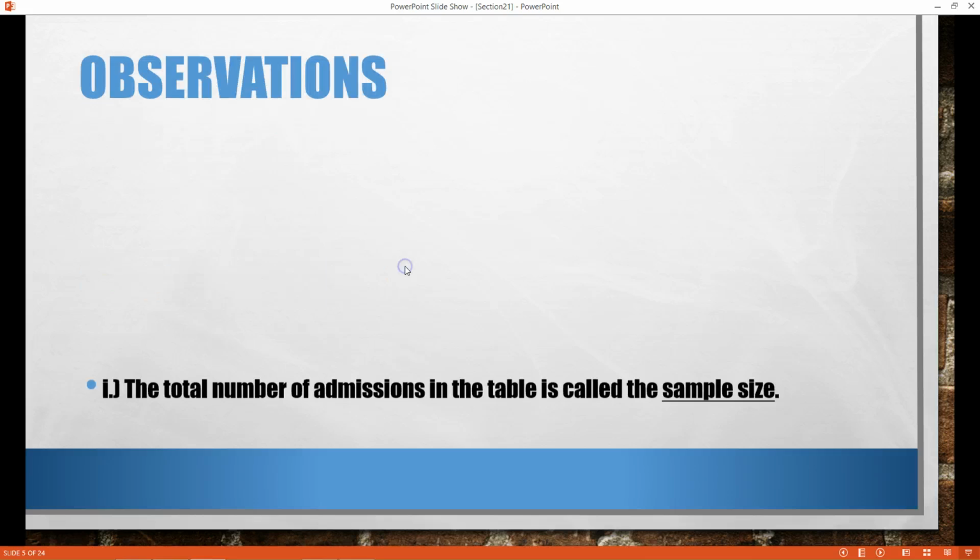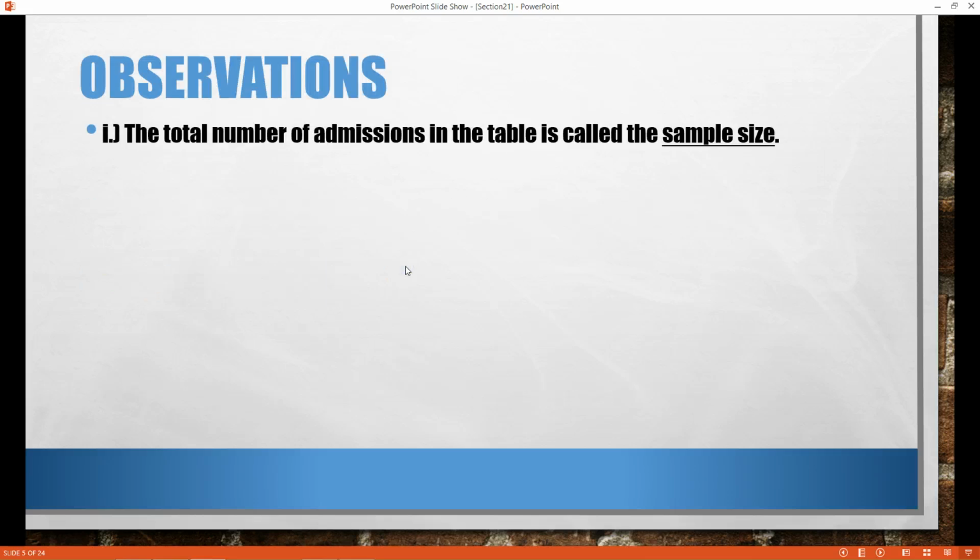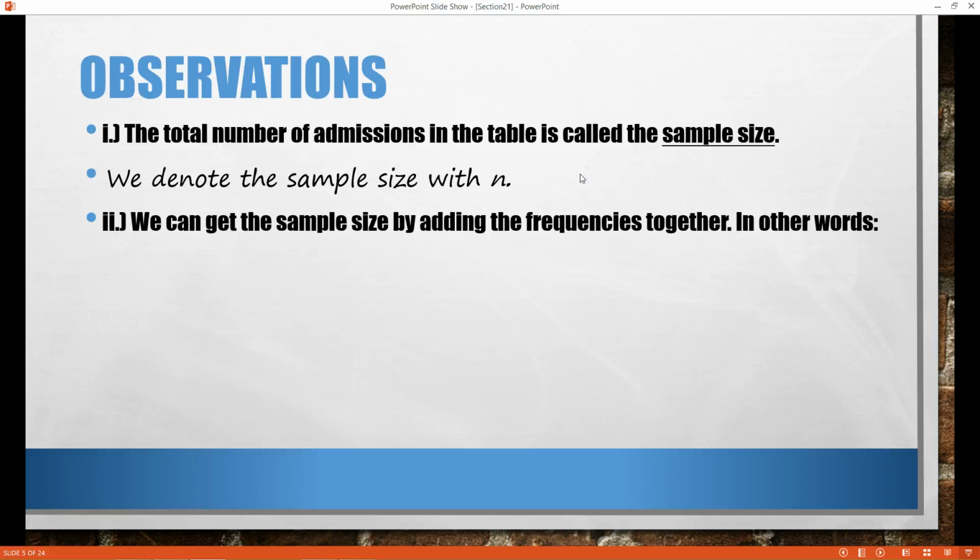So a couple observations here. First, the total number of admissions is called the sample size. There it was 75, wasn't it? And we'll denote sample size with a lowercase letter n. So whenever you see a lowercase letter n, that means that's the size of our sample, the number of sample observations. We can get the sample size by adding the frequencies together.